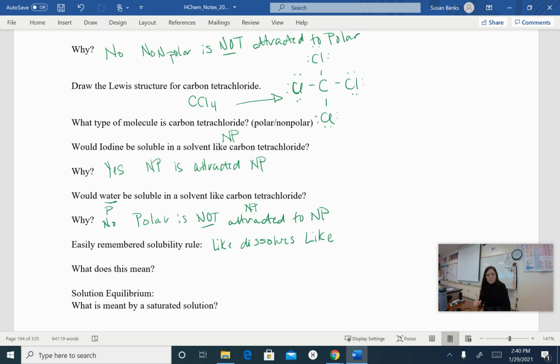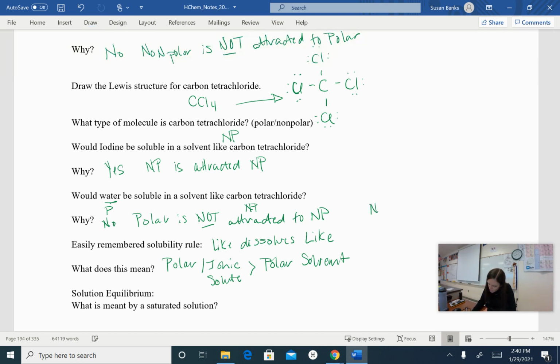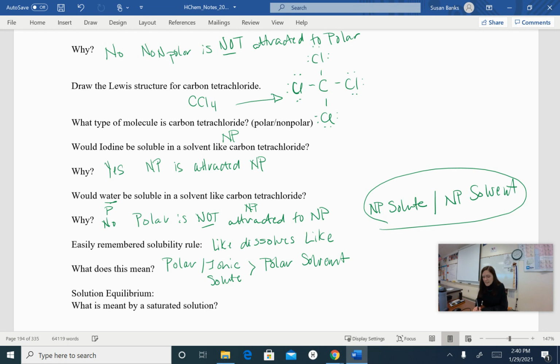Okay? So that means that if I have a polar or ionic solute, I am going to need a polar solvent. If I have a nonpolar solute, I'm going to need a nonpolar solvent. So if I want to dissolve something that's nonpolar, I need something to dissolve it that is nonpolar. If I want to dissolve something that is ionic or polar, I'm going to have to find a solvent that is polar. Okay? So like dissolves like.